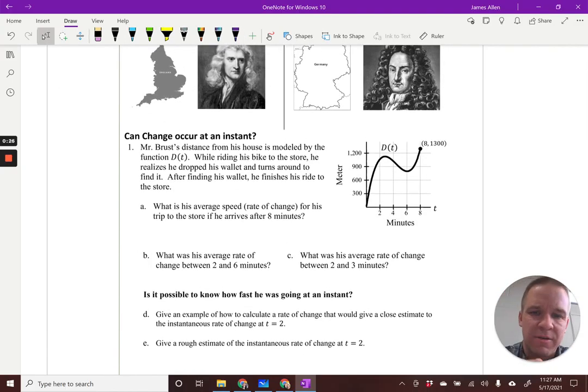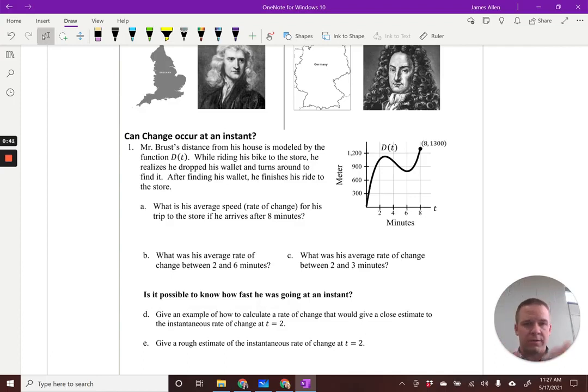Anywho, so we have Mr. Bruss' distance from his house modeled by that function d of t. We have a graph of it over there. While riding his bike to the store, he realizes he dropped his wallet and turns around to find it. After finding his wallet, he finishes his bike ride to the store. So let's take a look at this and what this graph really means.